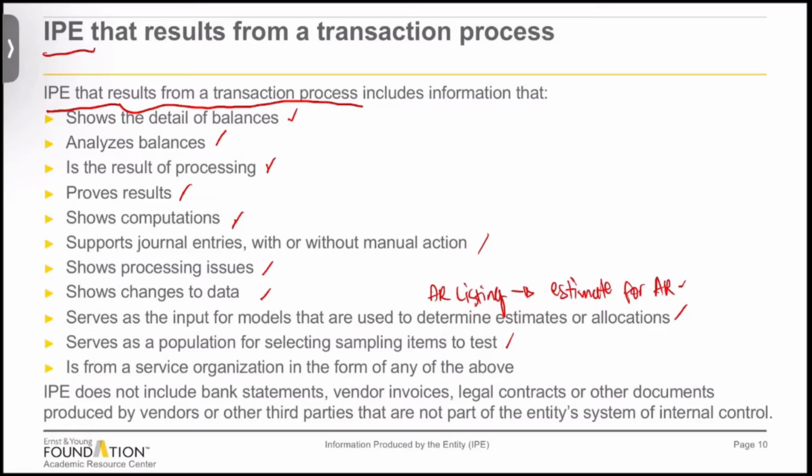So IPE does not include bank statements, vendor invoices, legal contracts, and other documents produced by vendors or other third parties that are not part of the entity's system of internal control. So these are third party documents and therefore not considered to be IPE.